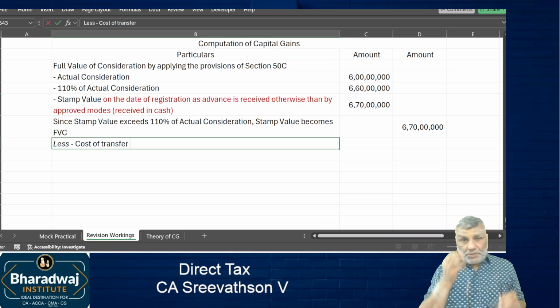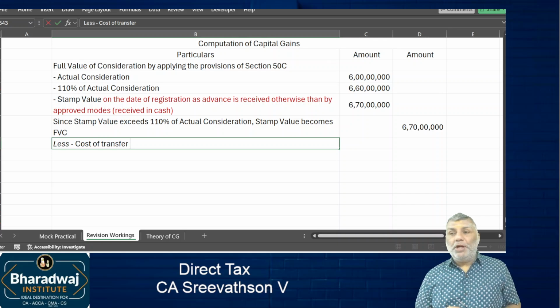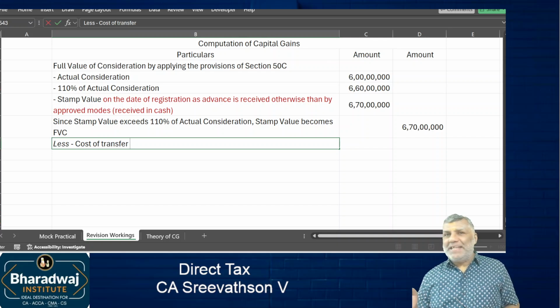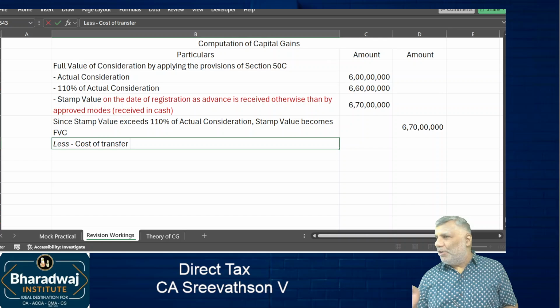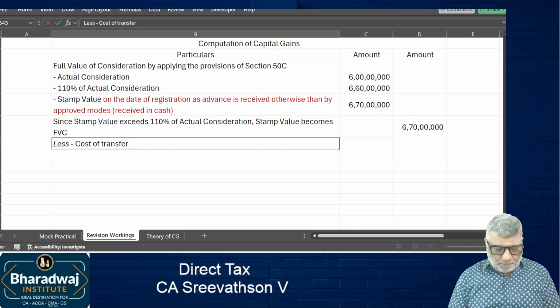Cost of transfer. Please remember, in such questions, when they give brokerage, it is only on actual sale price and not on the full value of consideration. We have taken a notional full value of consideration, but it will be on the actual sale price.